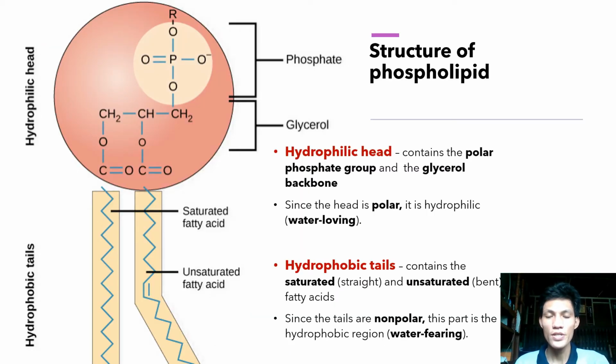Let's delve first into the phospholipid. The structure of the phospholipid contains the phosphate head. The second is the glycerol backbone and the two fatty acid tails. The hydrophilic head contains the polar phosphate group and the glycerol backbone. Since the head is polar, it is hydrophilic, or water-loving. On the other hand, the hydrophobic tails contain the saturated, or straight, carbon chains and the unsaturated, or bent, carbon chains, also known as the two fatty acid tails. Since the tails are nonpolar, this part is the hydrophobic region.